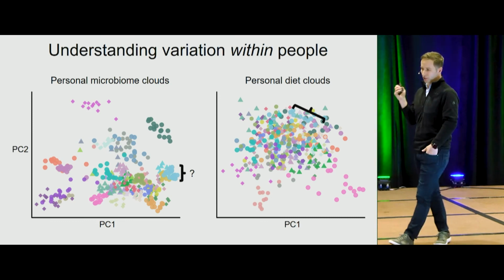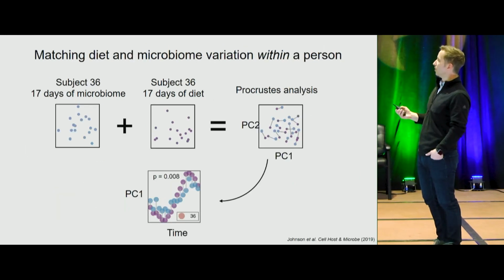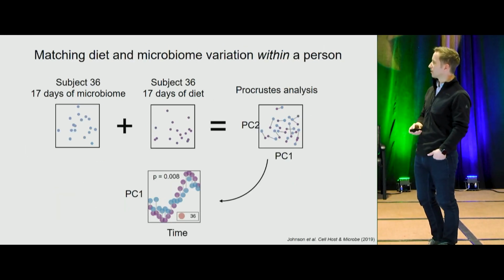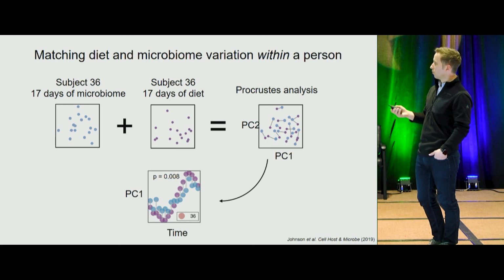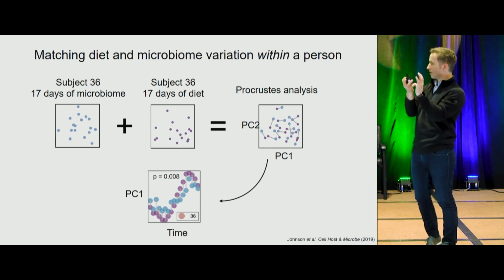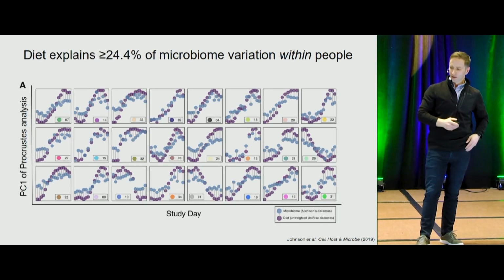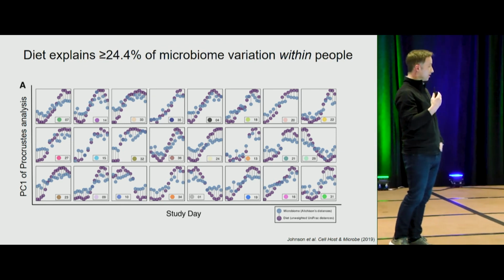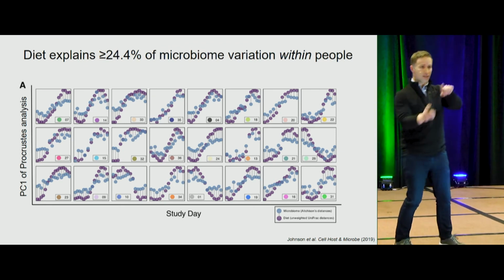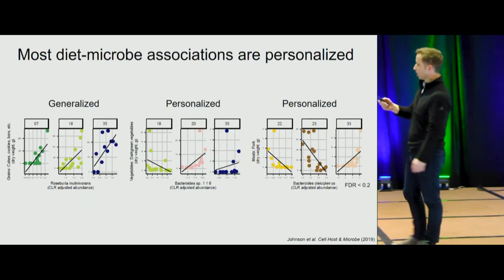We also looked at variation within a person. So does your daily choice of food impact your microbiome? And we did the same analysis with the daily variation. So now we're showing the same Procrustes analysis, the first coordinate of that against time. And we found that the vast majority of subjects actually had a significant correspondence with the daily intake of foods over time. And that explained about 24% of the variation.